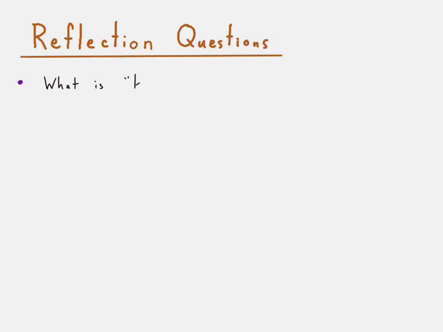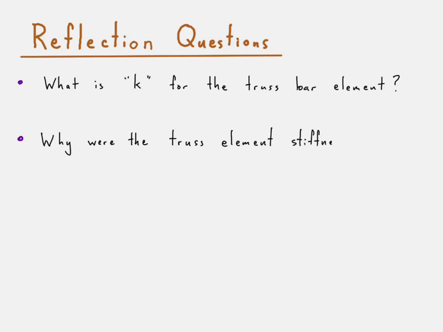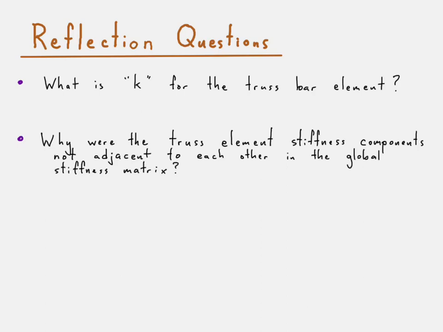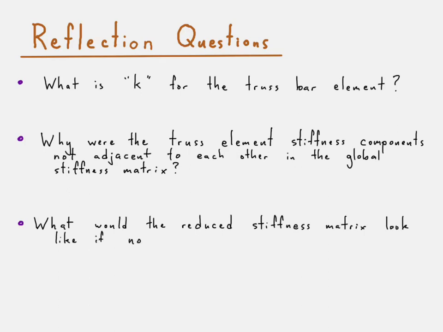The first reflection question is, what is the stiffness K for the truss bar element? The next question is, why were the truss element stiffness components not adjacent to each other in the global stiffness matrix like they were for the spring elements? And finally, what would the reduced stiffness matrix look like if nodes 1 and 2 were constrained instead of what we had in this example where just node 2 was constrained?